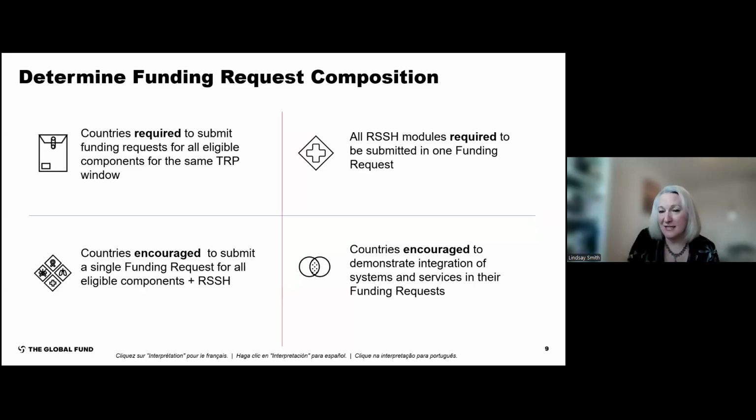If that is not a possibility for your country context, then it is still possible to submit separate funding requests for the different diseases. But if you do that, they all need to be submitted in the same submission window. And all the investments for RSSH are required to be in one of those funding requests. They should not be split or scattered across different funding requests. We will be expecting to see demonstration of integration thinking and integration, programming, and planning in the funding requests that are coming for Grant Cycle 8. Next slide, please.